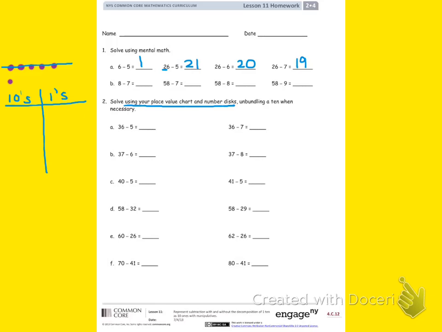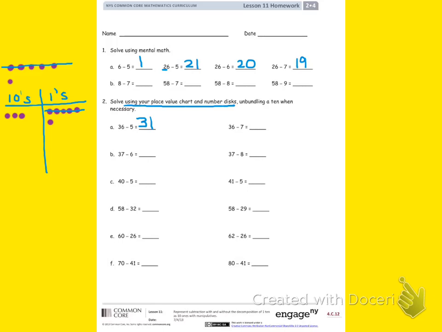36 has 6 1s. When I draw those number discs, I'm going to make sure that I only put 5 in a row. 1, 2, 3, 4, 5, 6. And there are 3 10s in 36. 1, 2, 3. Now, all I have to do is cross out 5 because I'm getting rid of 5. 36 minus 5 means you're getting rid of them. So there, I've crossed out my 5 1s. Now I can see that there are 3 10s and 1 1 left in the illustration. That makes 31.